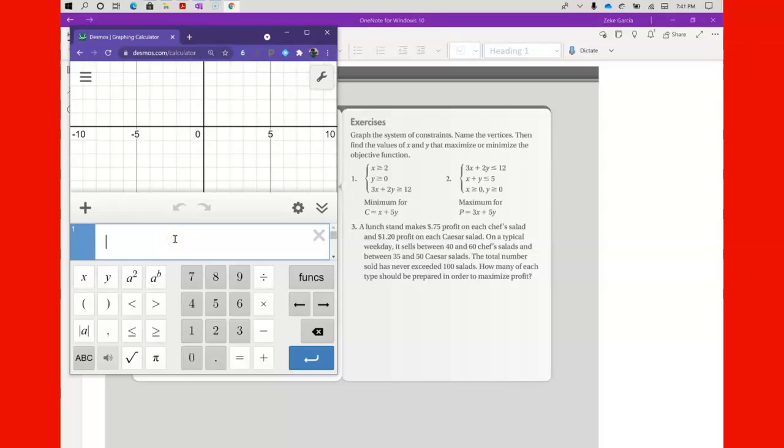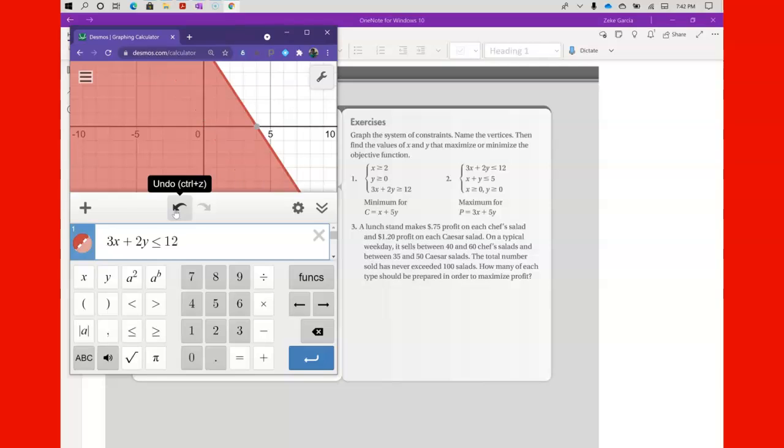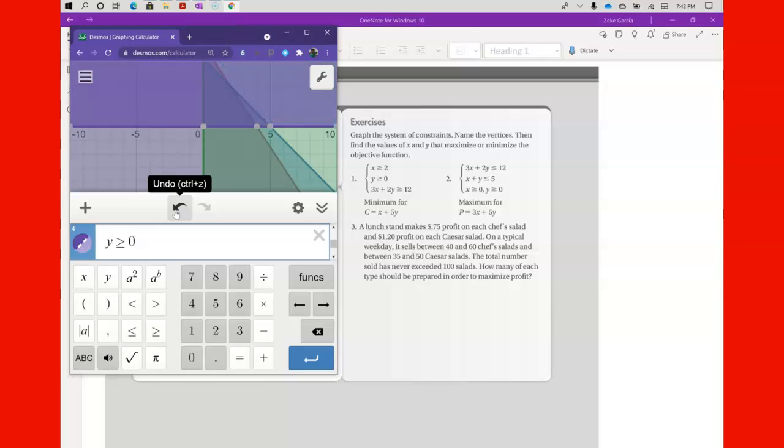I'm going to go ahead and do problem 2. So I'm going to graph 3x plus 2y is less than or equal to 12. Then I'm going to graph x plus y is less than or equal to 5. And then I have x is greater than or equal to 0, and then I have y is greater than or equal to 0.